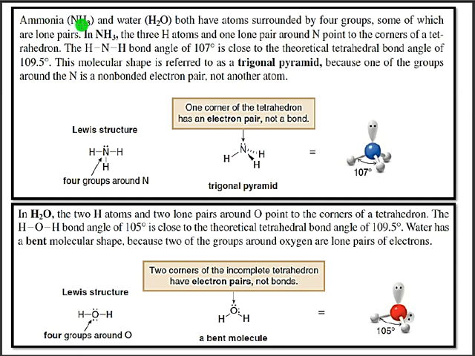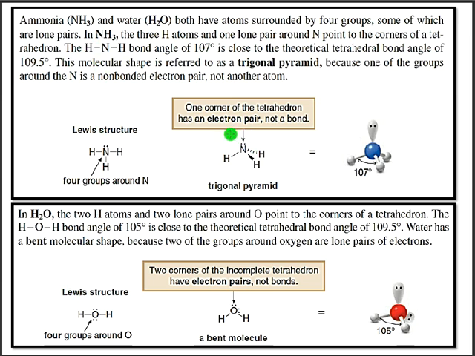Ammonia, NH3, and water, H2O, both have atoms surrounded by 4 groups. In ammonia, the nitrogen is surrounded by 3 atoms and 1 non-bonded pair of electrons, but in H2O, the oxygen atom is surrounded by 2 hydrogen atoms and 2 non-bonded pairs of electrons. This is the difference.